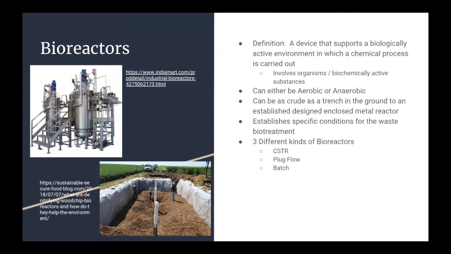There are 3 different kinds of bioreactors. The first is a continuously stirred tank reactor model, or a CSTR, a plug flow, or a batch. The choosing of the 3 different kinds depends on the environment you are looking at, the contamination, the duration of the process that needs to take place, the volume of the contamination, and other surrounding factors such as the environment or whether or not it needs to be continuously monitored.